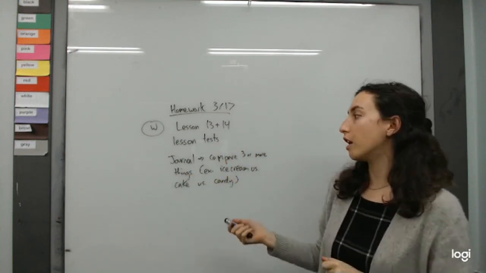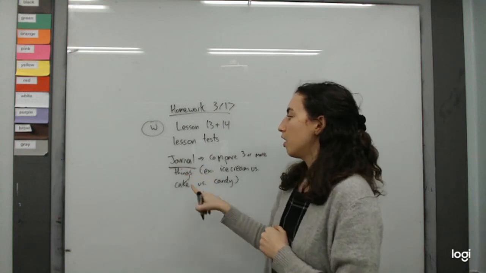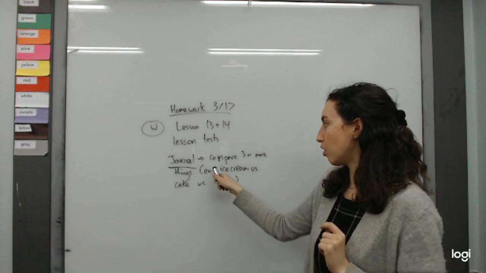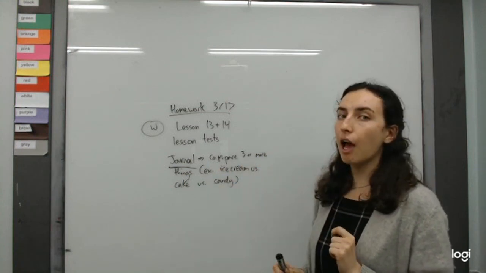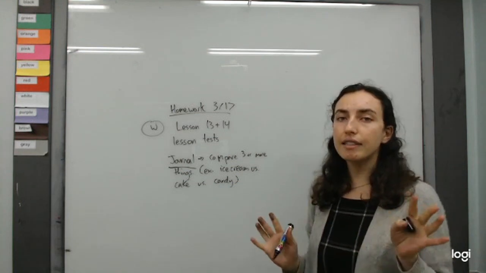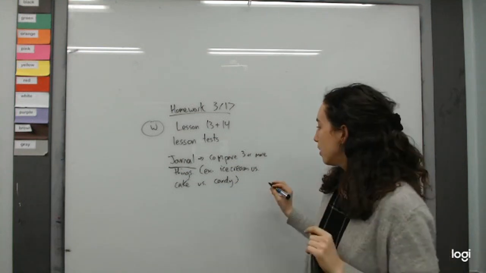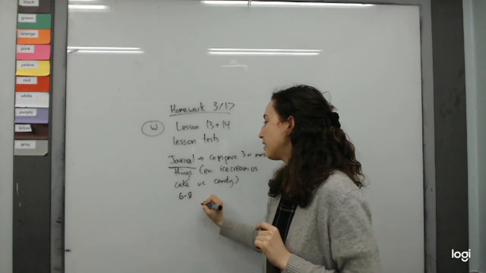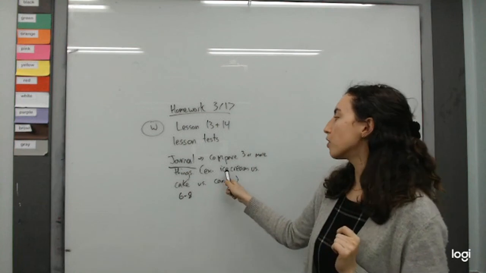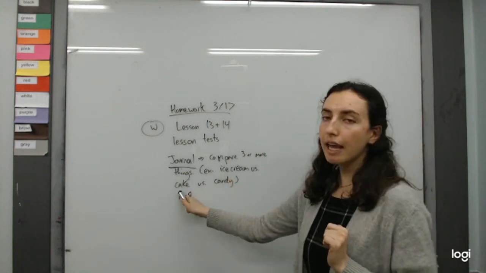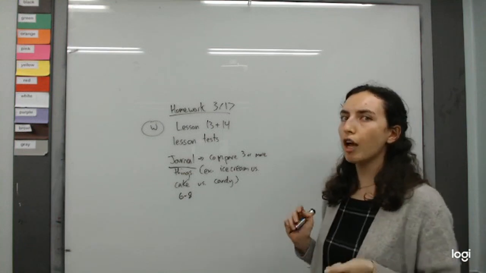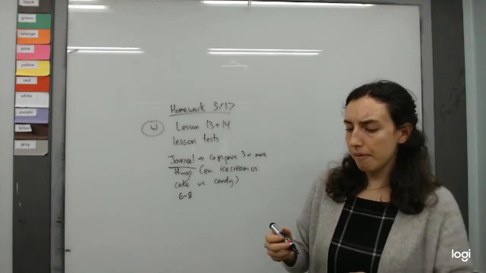Also, I want you to write a journal. This is homework. Please write it. I will not be able to check, but it is good practice. So compare 3 or more things. I want you to write between 6 to 8 sentences. And for my example, I will talk about ice cream versus cake versus TV. So pick any 3 things in the world and talk about how they are different, okay?